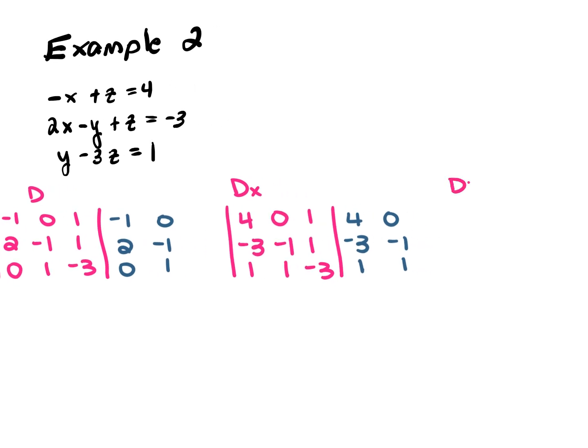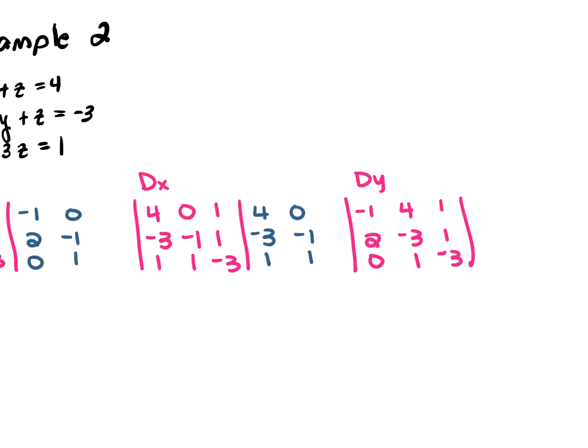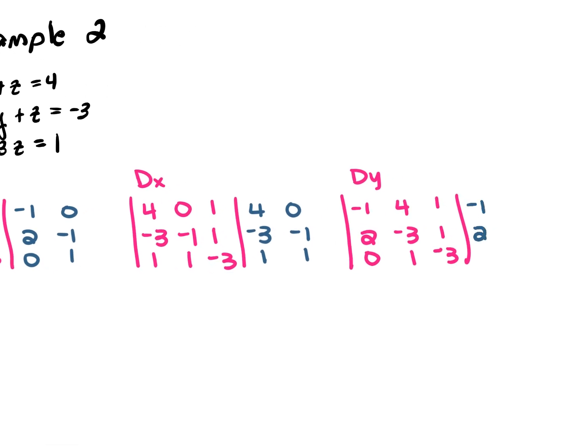For d sub y, we're going to have your negative 1, 2, 0. Your y values change to be 4, negative 3, 1. And your z values are still 1, 1, and negative 3. Rewrite the first 2 columns. Negative 1, 2, 0, 4, negative 3, 1.